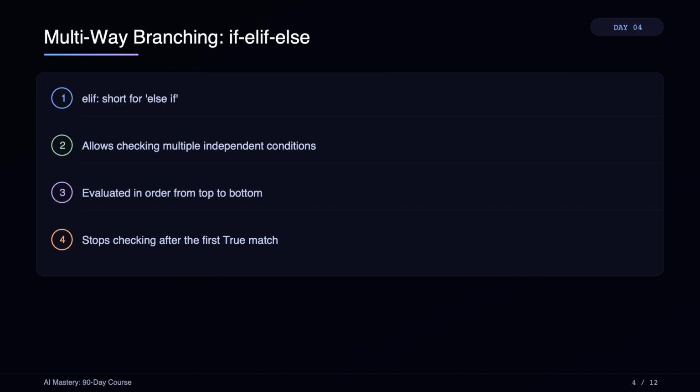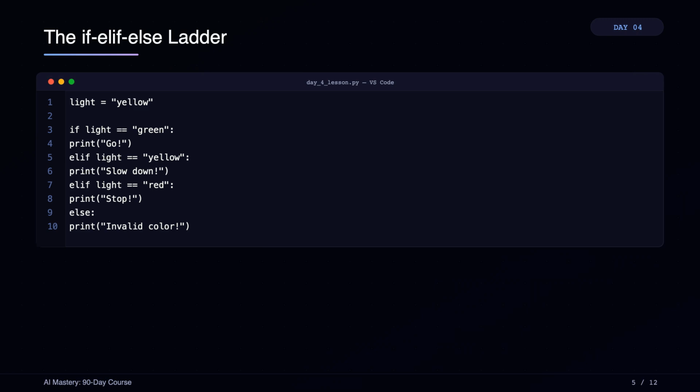Often, you have more than just 2 paths. If you are coding a traffic light system, the light can be green, yellow, or red. If you only had if and else, you would have to write complex, messy logic. To solve this, Python provides the elif statement, which is short for else if. You can add as many elif statements as you want in between your if and your final else.